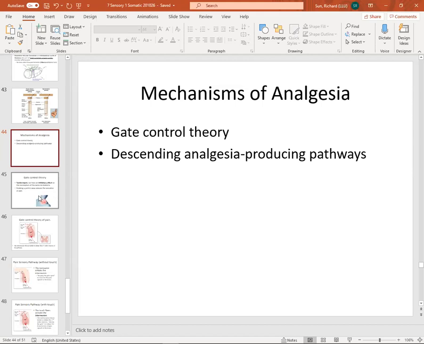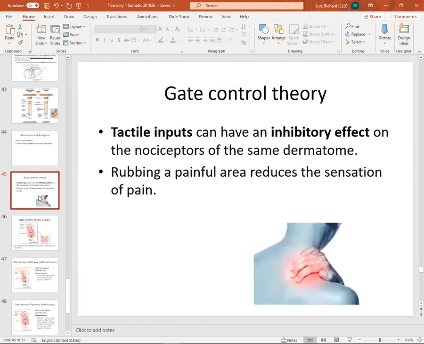Now, first is gate control. So basically, this mechanism is one that you can use massage to remove pain. Why is that? It's because of the tactile input. When you do the massage, when you put pressure to it, these tactile inputs can also trigger an inhibitory signal into the pain pathway. And so when you rub it, you provide more inhibitory signal. You can inhibit the pain transduction.